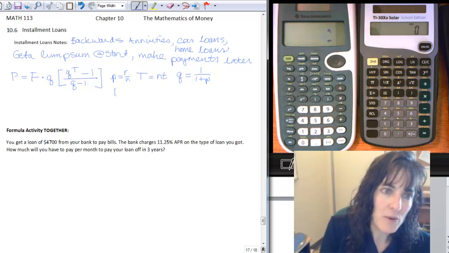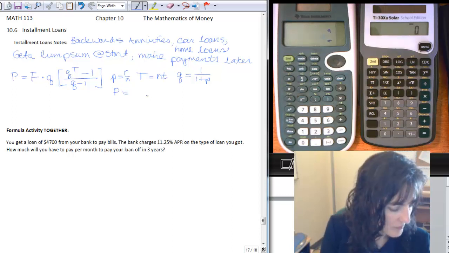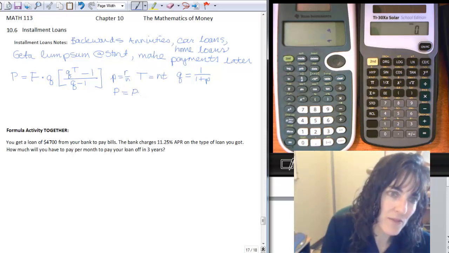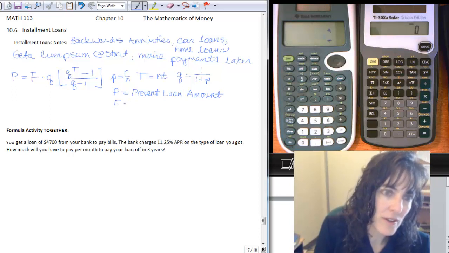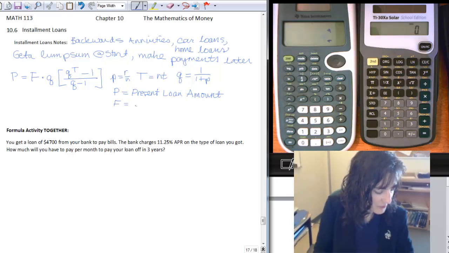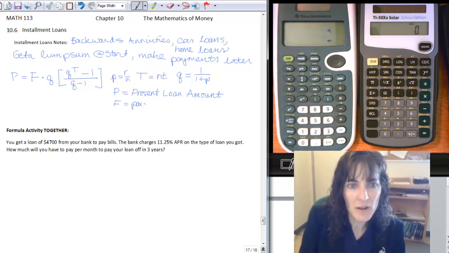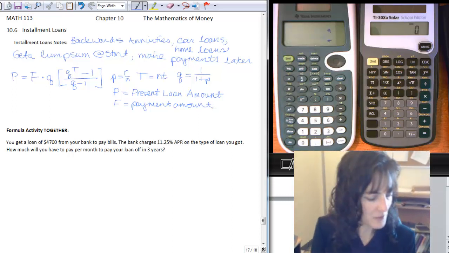The other thing we need to know, the P, is our present value, or our loan amount. And our F, like I said, is a little bit different. Our F is the payments, the size of the payment. So that's the payment amount.